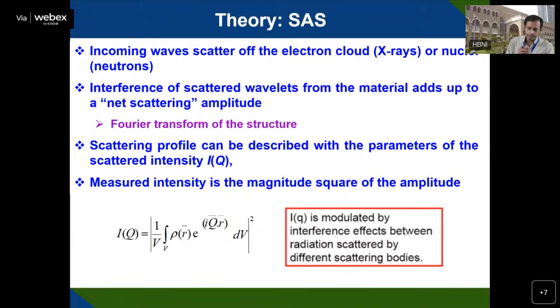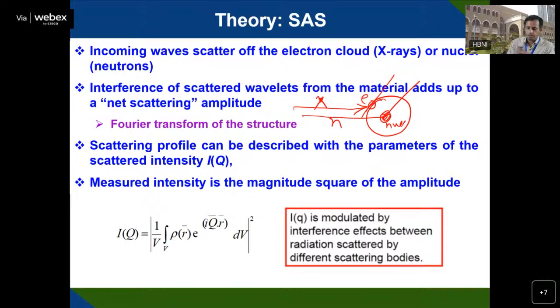If you see the theory, the incident wave is scattered off the electron cloud in the case of X-rays. You have a nucleus here and an electron here. The incoming X-ray will be scattered from this electron cloud, whereas the incoming neutron will be scattered from the nuclei. This is the case of neutrons, and this is the case of X-rays, which start from the electron, with this being the nucleus.